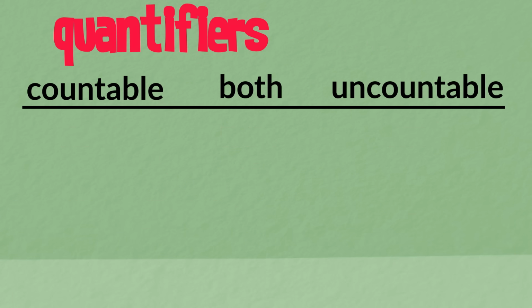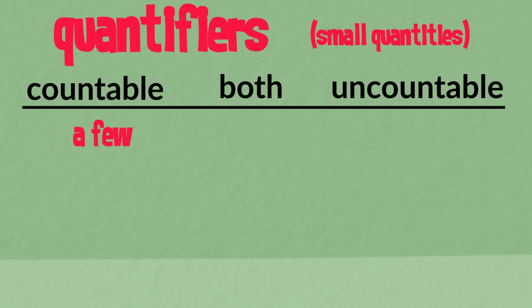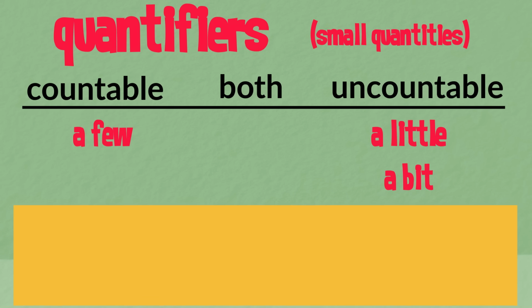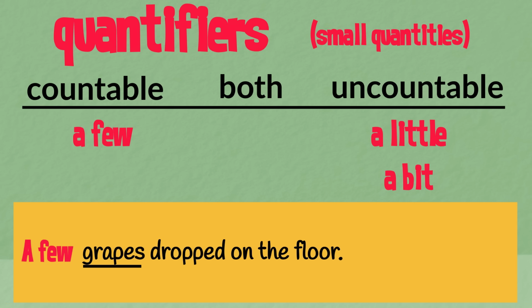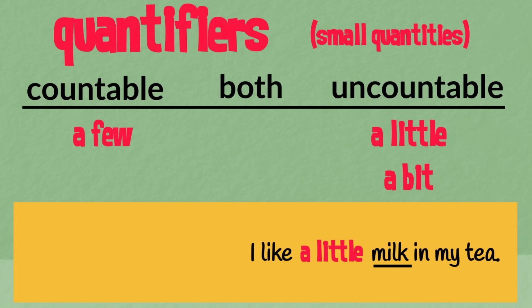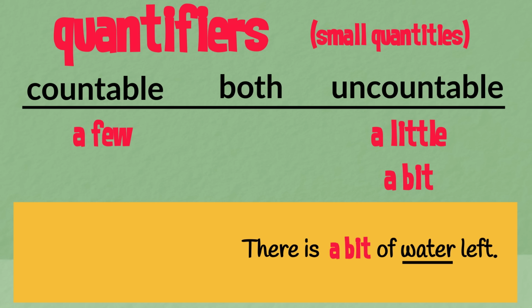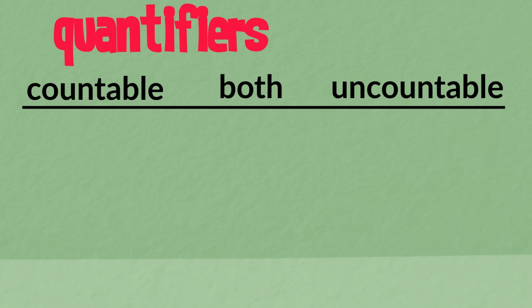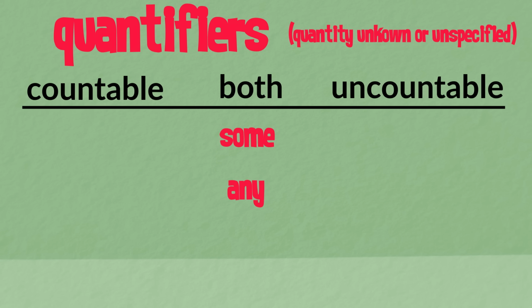These quantifiers describe small quantities: a few, a little, a bit. A few grapes dropped on the floor. I like a little milk in my tea. There is a bit of water left. We can use these quantifiers if we don't know or don't want to specify the quantity: some and any.